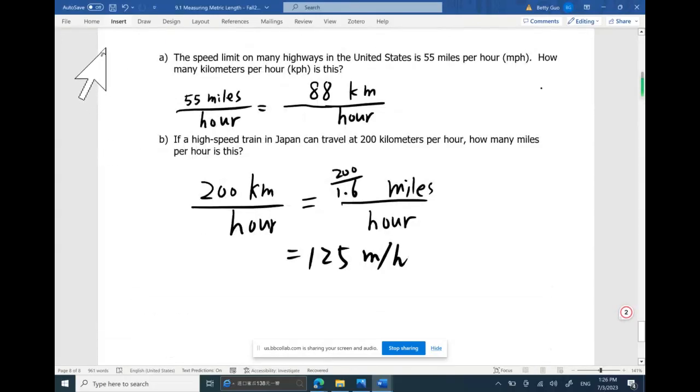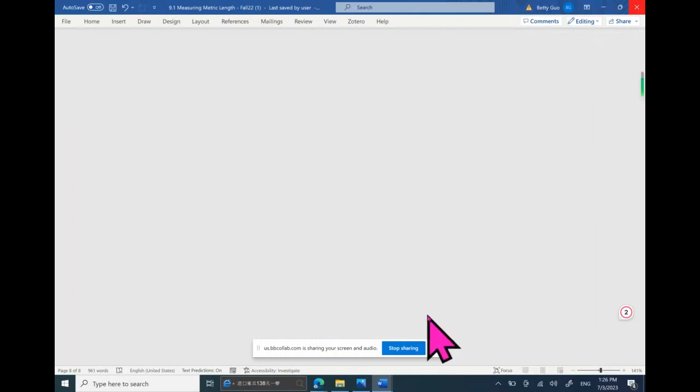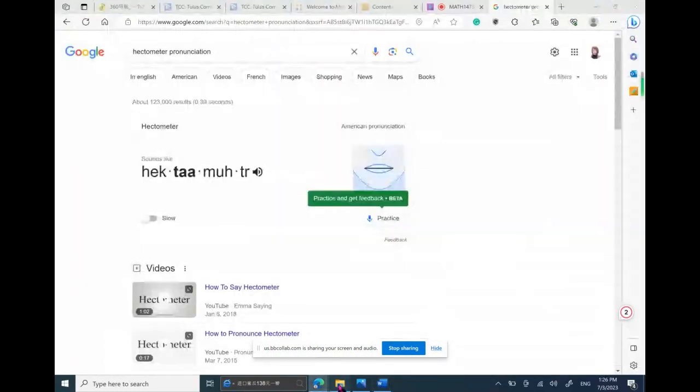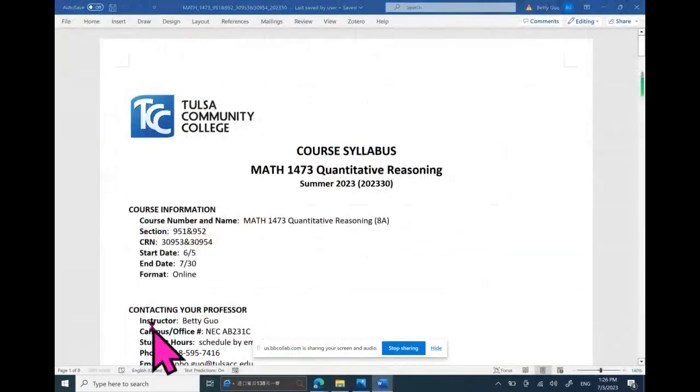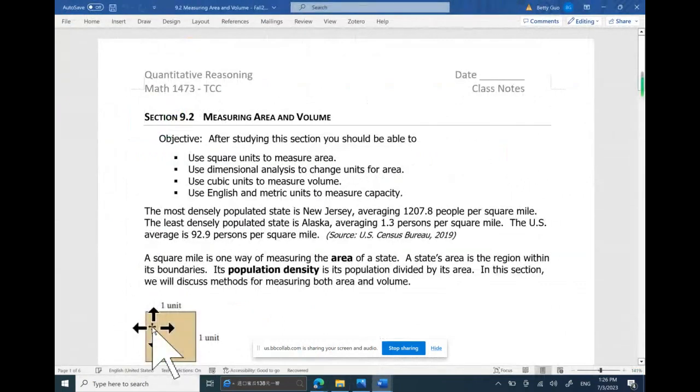Yeah, let's continue. Let me save this one and start the second section. Save it. Close it. Second section, 8.2, 9.2 right here, is to convert between two-dimensional units, area, and three-dimensional units, volume. Yeah, measuring area and volume.